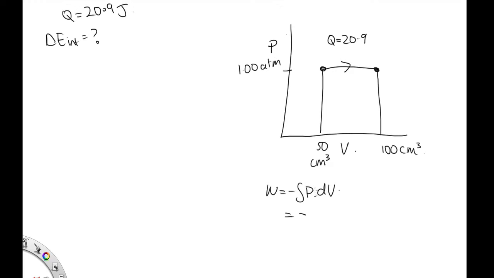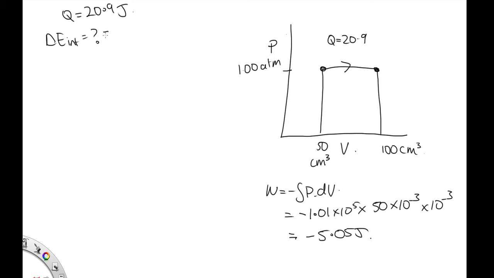So this is minus. The pressure is 1 atmosphere, so 1.01 times 10 to the 5 pascals. And the change in volume is from 50 to 100, so that's 50 centimeters cubed. Now 1 centimeter cubed is 1 milliliter, so we'd have to times it by 10 to the minus 3 if we wanted to get it into litres, and then into meters cubed we times it by 10 to the minus 3 again. So solving that on the calculator, we end up with minus 5.05 joules.